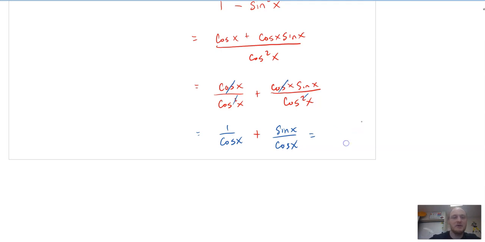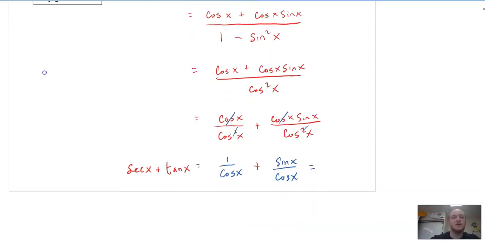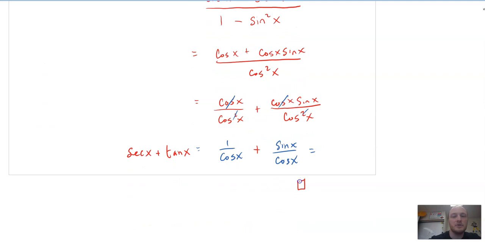And actually, you know what? To be fancy, I'm going to go ahead and write it over here. This is secant of x, right? Plus sine over cosine of x, that's tan of x. And hey, we showed exactly what we wanted to show, right? So QED. I'm going to get rid of that equal sign there. And we're done. That's it.